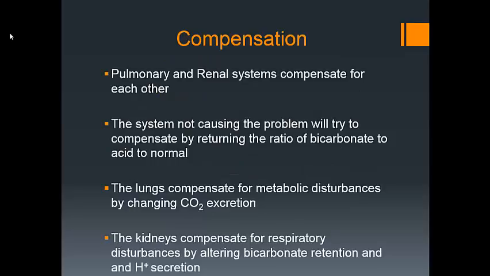The pulmonary and renal systems are what compensate for one another. The system not causing the problem will try to compensate by returning the ratio of bicarbonate to acid to normal in the body. The lungs compensate for metabolic disturbances by changing carbon dioxide excretion, and the kidneys compensate for respiratory disturbances by altering bicarbonate retention and hydrogen ion secretion. It's important to know the background about compensation to help you understand how to analyze your ABG.